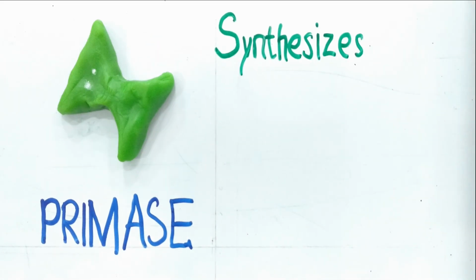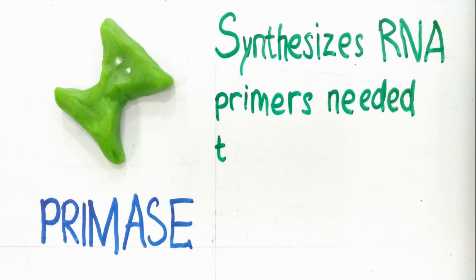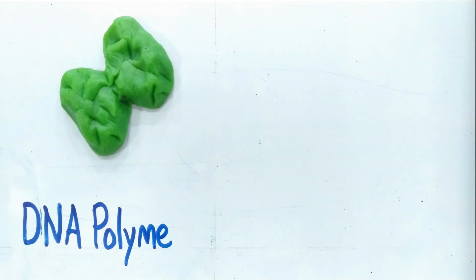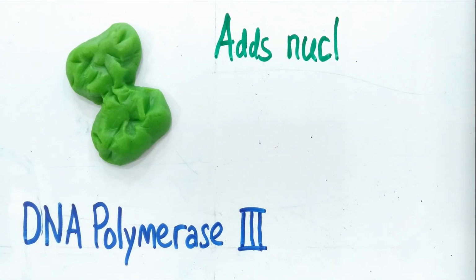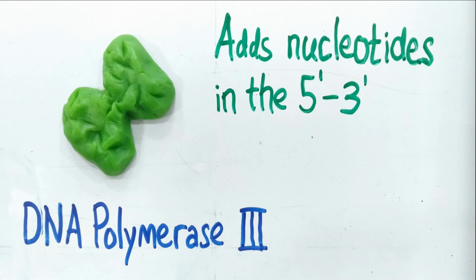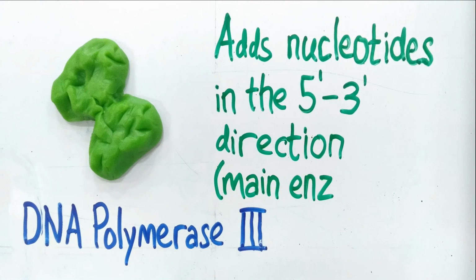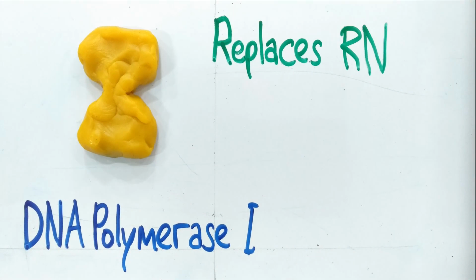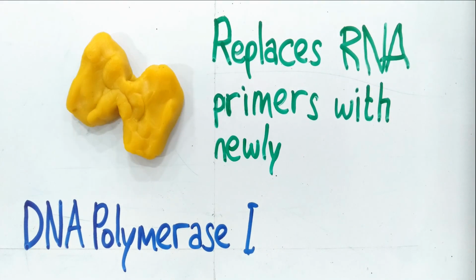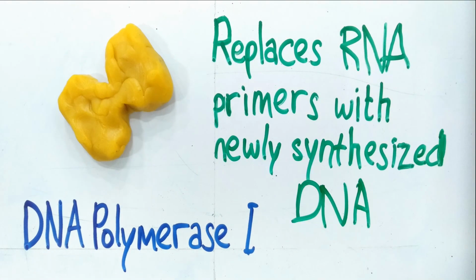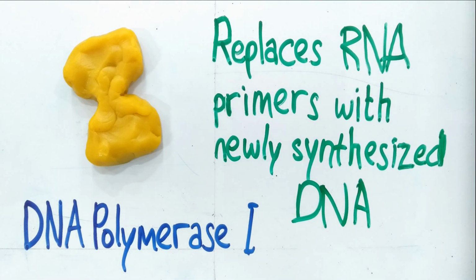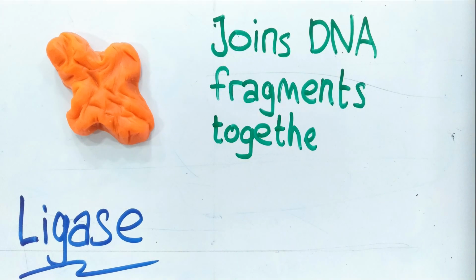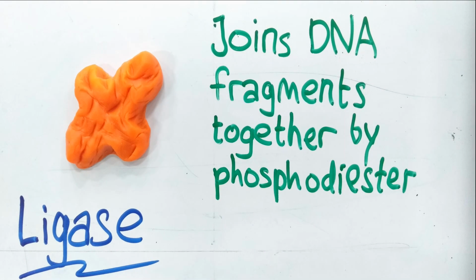Primase is an enzyme that synthesizes RNA primers using the parental DNA as a template. DNA polymerase III creates complementary strands of DNA during replication. It can only add nucleotides to the 3' end of a DNA strand. DNA polymerase I removes RNA primers and replaces them with the appropriate DNA nucleotides. The last enzyme is DNA ligase, which joins DNA fragments together by phosphodiester bonds.